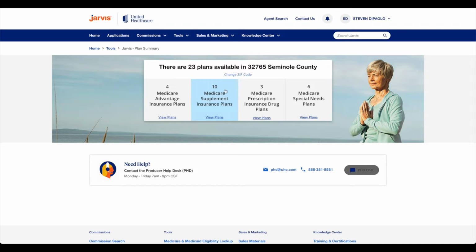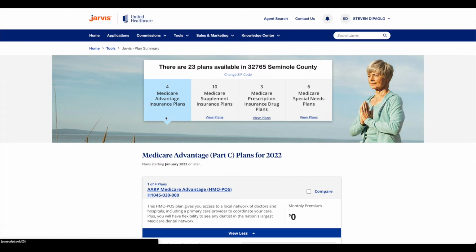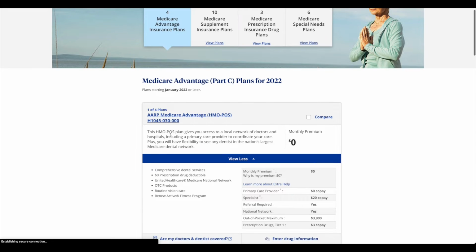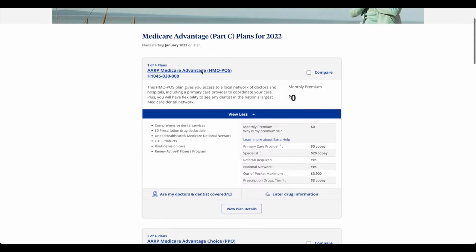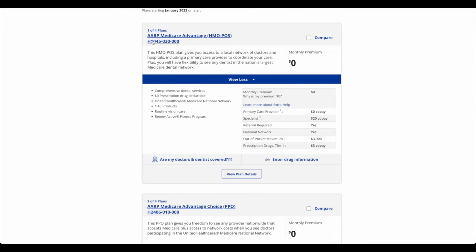We're going to just look into the Medicare Advantage here real quick and go over, again, a few differences. So click on the View Plans, and then we get down here into the Medicare Advantage plans for 2022. And the very first plan here is the AARP Medicare Advantage HMO-POS. And the POS stands for Point of Service. So this is going to give you access to a local network of doctors. And so the HMO-POS is kind of in between an HMO and a PPO, a bit more flexible than just a standard HMO, but still a bit more restricted than a PPO.